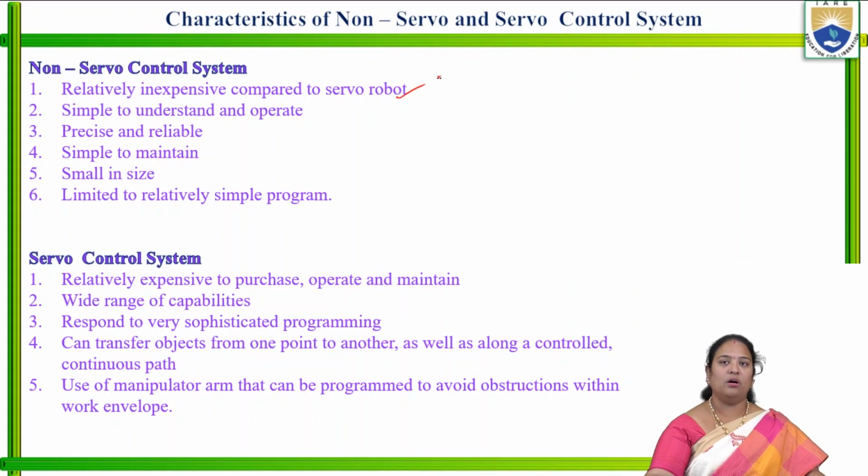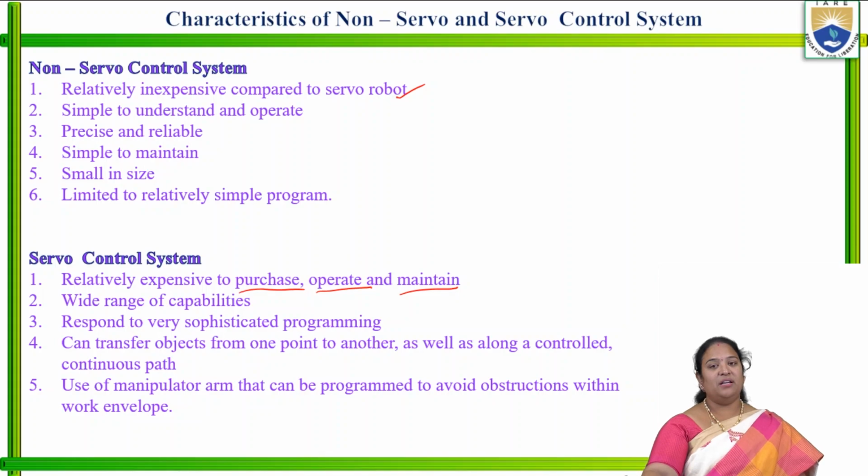The non-servo control systems are inexpensive compared to the servo, whereas the servo controllers are a bit costlier, the maintenance is more and the operation is also complex. In the servo controller system, the cost to purchase this type of robot is also more, because it is a closed loop system where the feedback is sent back to the controller. That is where the complexity increases. In order to reduce the errors, we generally use this type of controller.